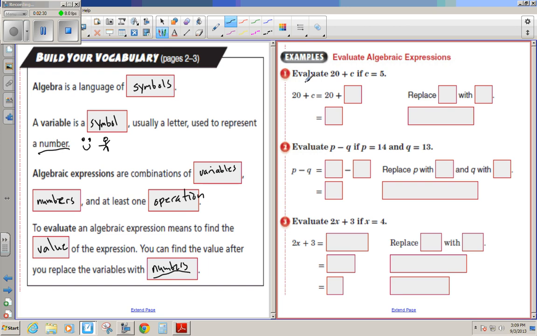Next page here. All right, so examples. You need to evaluate 20 plus C if C is equal to 5. Basically what you're doing is replacing one symbol for what that symbol is equal to. Any place you see a C, you should put the number 5. So replace C with 5. So your answer is 25. And this would be some addition property or addition rule.